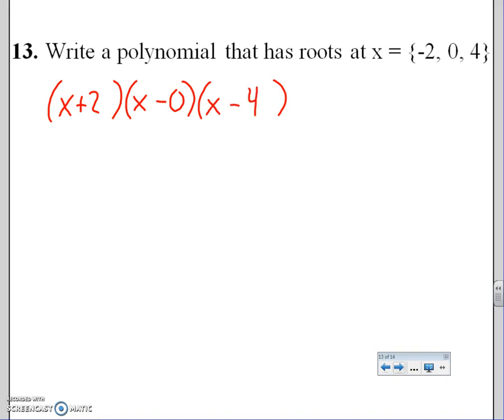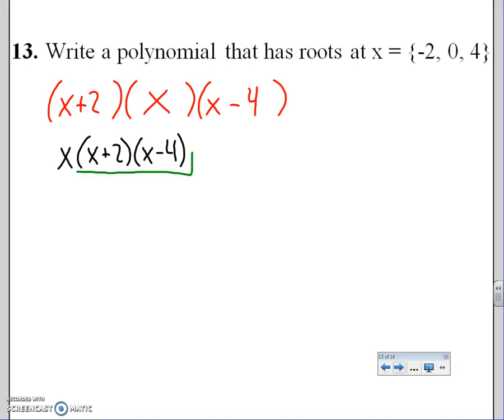Now, again, we don't write x minus 0. That's just x. All right. So really, let me rearrange this. I'll put the x in front because that doesn't need parentheses. There are 3 things. Make sure we multiply 2 at a time, meaning the first 2 or the last 2. I like doing the last 2 first and then distributing the x last.